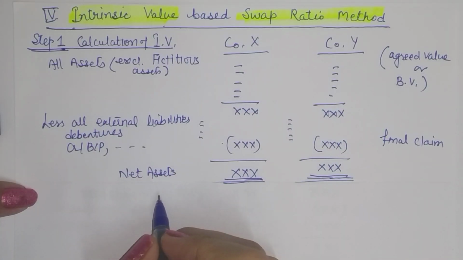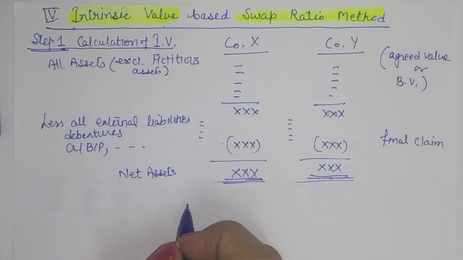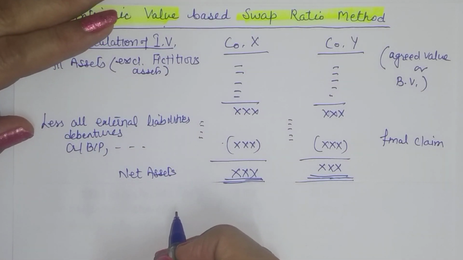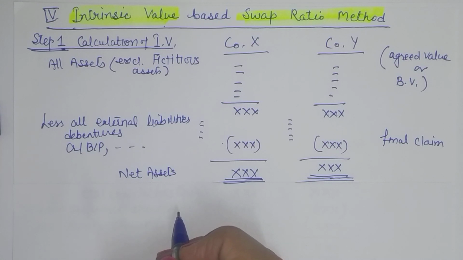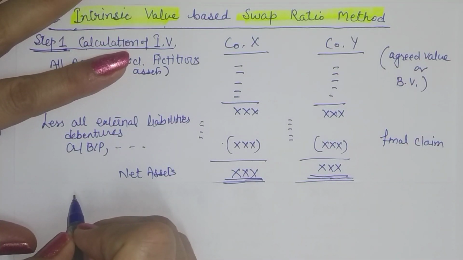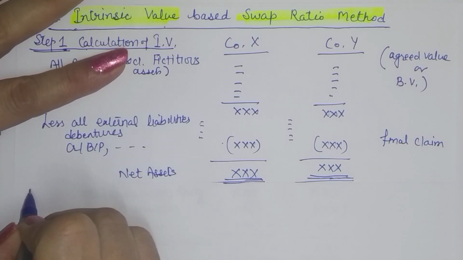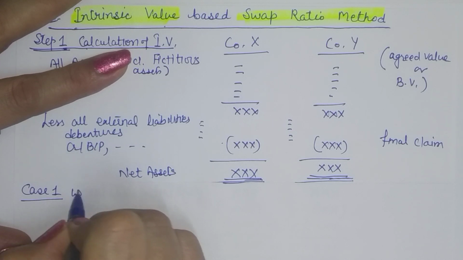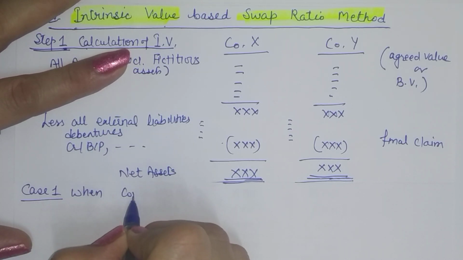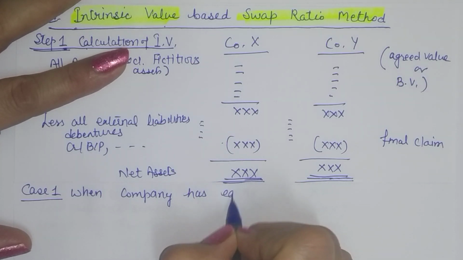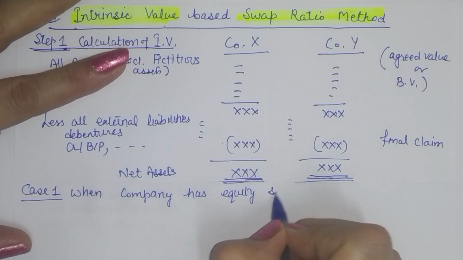After calculation of net assets, we are to calculate the worth of shareholders for both equity and preference, so that intrinsic value of equity shares can be measured. Now here we have a few cases to determine the intrinsic value. Case 1 is when the company has equity share capital only.